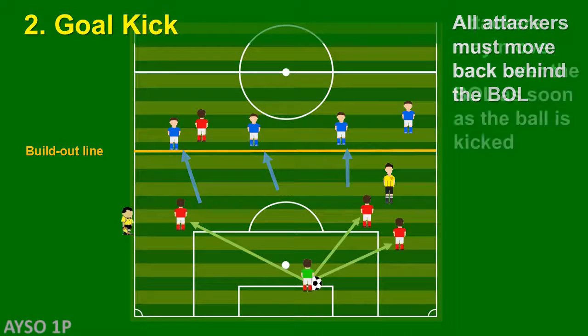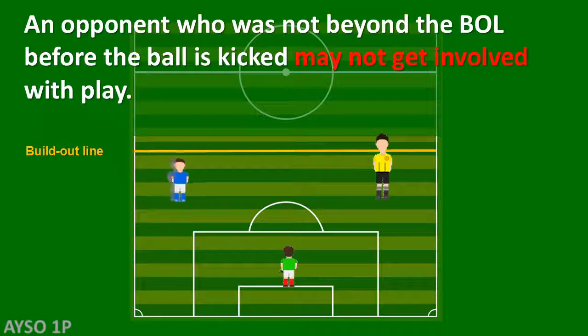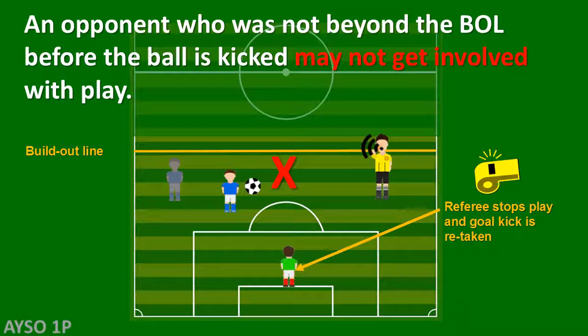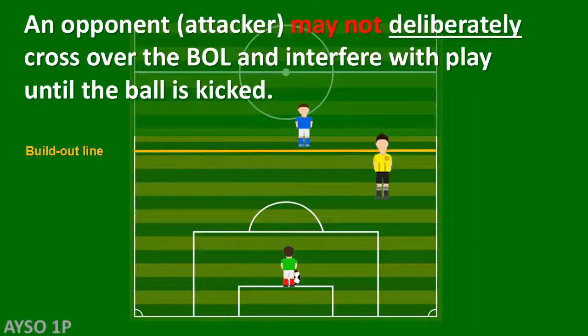For goal kicks, the ball is in play when it leaves the penalty area and enters the field of play. However, opponents may cross the build-out line as soon as the ball has been kicked. If an opponent who is not beyond the build-out line when the ball is kicked moves to gain possession of the ball or to interfere with play, the referee can stop play and have the goal kick retaken, after making sure all opponents are beyond the build-out line. The same option is available if an opponent who crossed back over the build-out line before the ball was kicked gets involved in play.